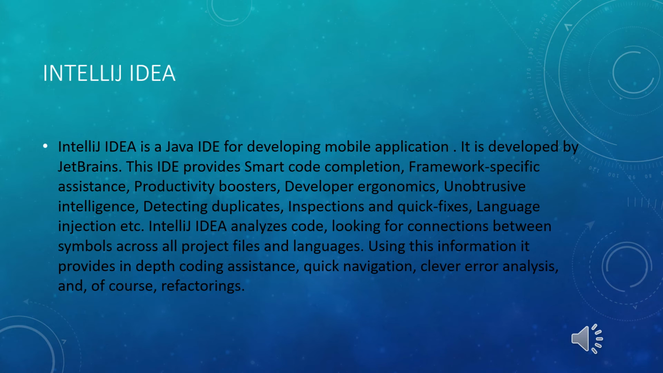IntelliJ IDEA. IntelliJ IDEA is a Java IDE for developing mobile apps. It is developed by JetBrains. This IDE provides smart code completion, framework-specific assistance, productivity boosters, developer ergonomics, unobtrusive intelligence, detecting duplicates, inspection and quick fixes, language injection, etc. IntelliJ IDEA analyzes code, looking for connections between symbols across all project files and languages. Using this information, it provides in-depth coding assistance, quick navigation, clever error analysis, and of course, refactorings.